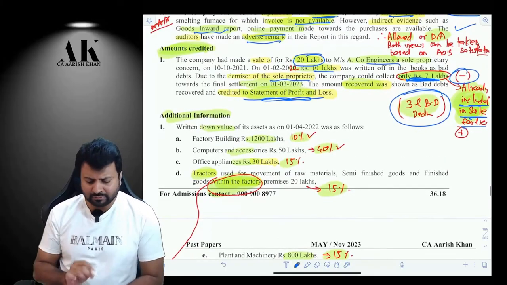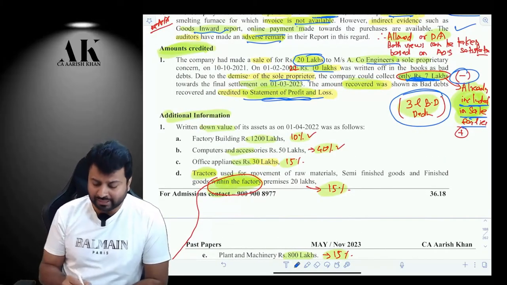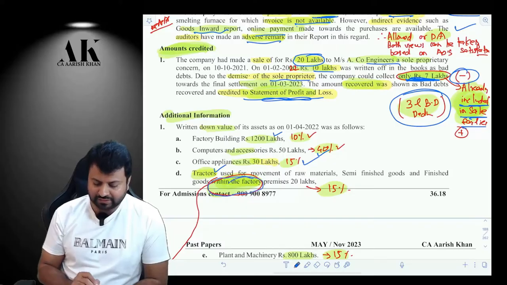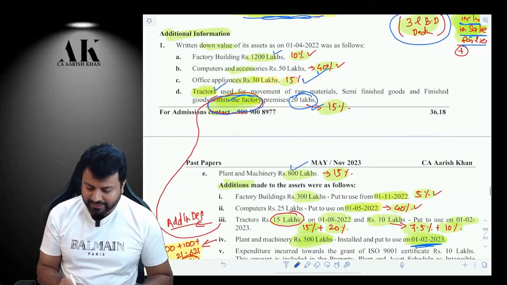Okay. Now there are some opening WDVs which are given. You have to claim depreciation on that. Factory building 10%, computer 40%, office appliances 15%, tractors. Very important: these tractors are used within the factory. Be very careful. It will be useful to us in some time. 20 lakhs, this will be 15%. Okay. And plant and machinery 800 lakhs.